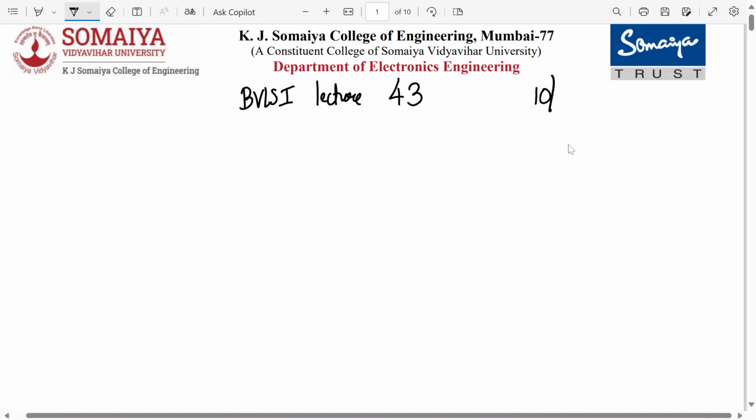And today's date is, I think, 10/4/2024. Alright, so last time we started with the CMOS inverter. We'll continue our discussion on the CMOS inverter.